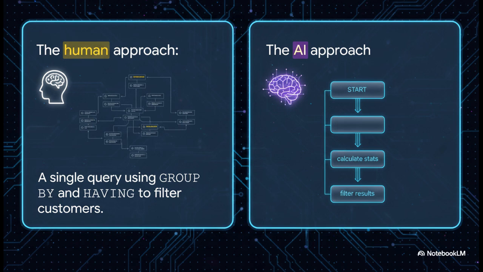It uses something called a common table expression, or a CTE. Now just think of a CTE as like a temporary named table that you build on the fly. The AI creates this little temporary table called customer stats, does all the heavy lifting in there, counting orders, summing up revenue, and then in the final step, it just selects from that nice, clean, prepackaged table. It's just a much more organized way of thinking.